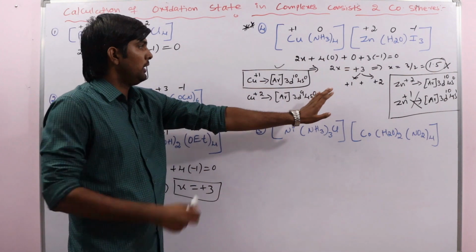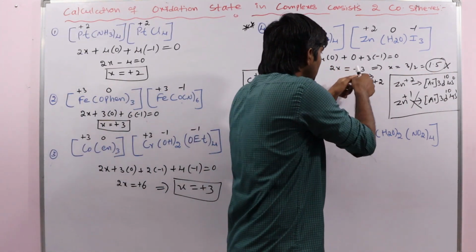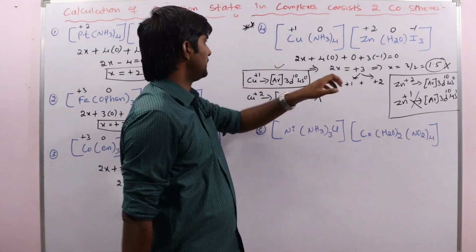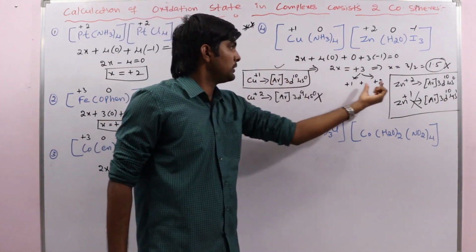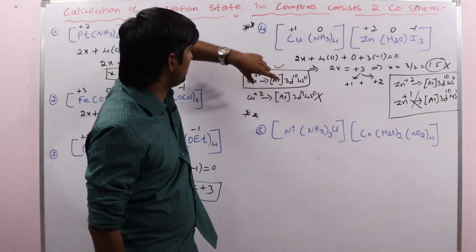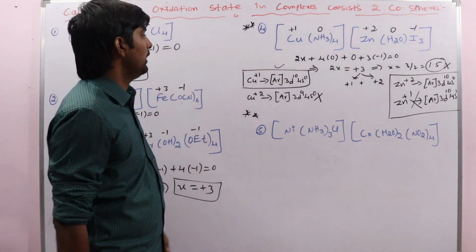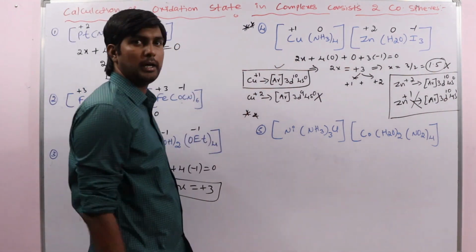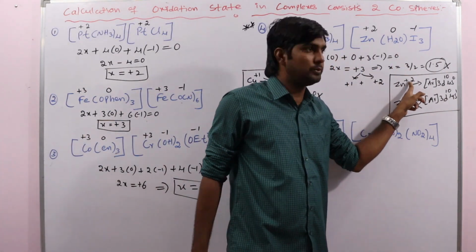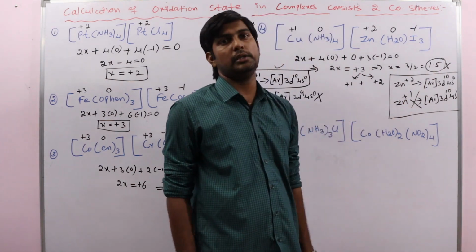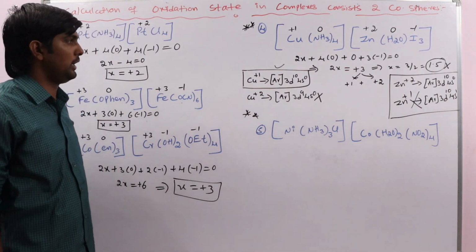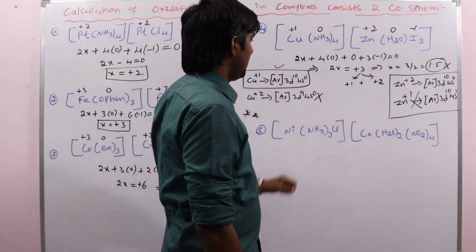Very important. If we get a number in this way, split this number into two different numbers, a combination of two numbers. Next, depending upon their stable electron configuration, they will get the oxidation state. So copper +1 is more stable than copper +2, so here copper has +1 oxidation state, and zinc is more stable in the +2 oxidation state than in the +1 oxidation state. So that's why zinc is in the +2 oxidation state. Very important, right?